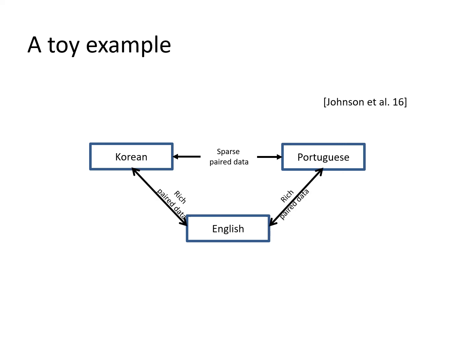Note that the rich paired data you cannot really compose. For example, a sentence in Korean has a translation in English, but that particular sentence may not have a translation in Portuguese. But on the other hand, you can train two neural networks to do the machine translation between the model language and these two original languages. And in this case, you can compose these two networks to obtain a machine translation between the first two original languages.